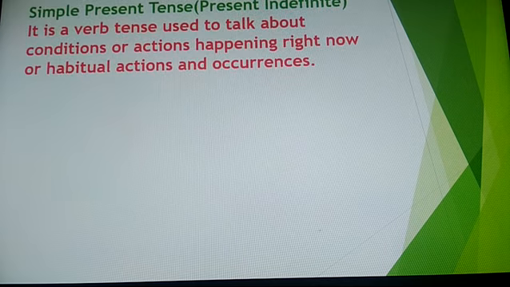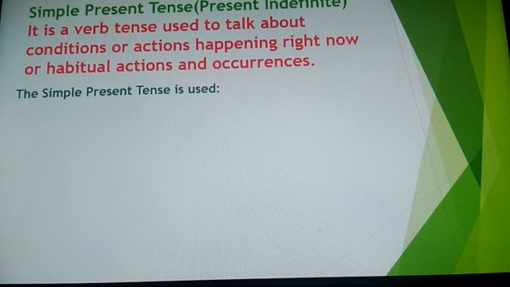Now let us see the next, that is the first one, simple present tense. This simple present tense is also called present indefinite tense. It is a verb tense used to talk about conditions or actions happening right now or habitual actions and occurrences. Is it clear? So simple present tense talks about an action that takes place at the present time, that is right now. What is happening right now, that is called simple present tense.